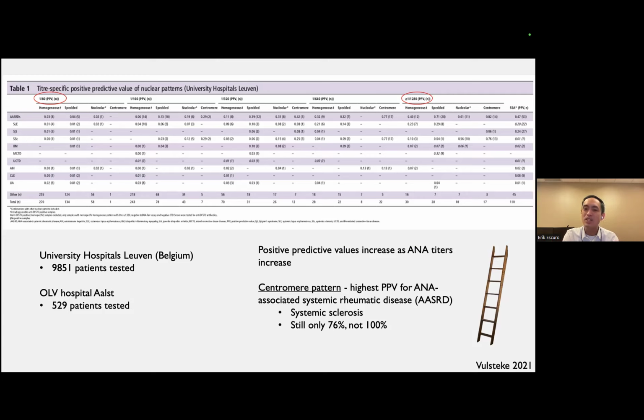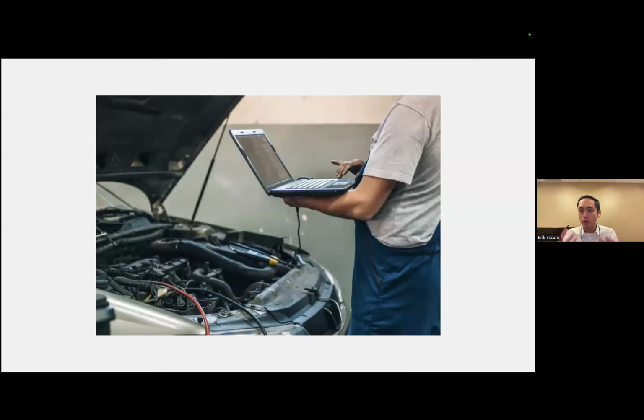Right? I said 76%, sorry, it's 82%. Even at those really high levels, it's still not 100%. So even a patient with a really high titer ANA, even with a centromere pattern, doesn't automatically mean they have the disease. What this really does is hopefully address that we shouldn't over rely on these types of tests, the ANAs. So what should we rely on, right?